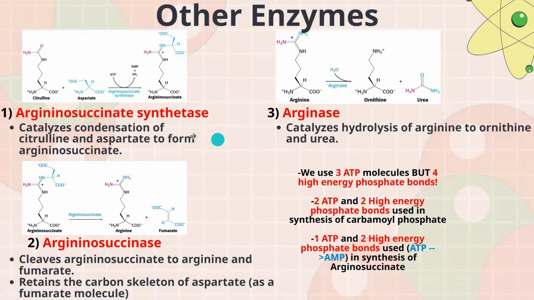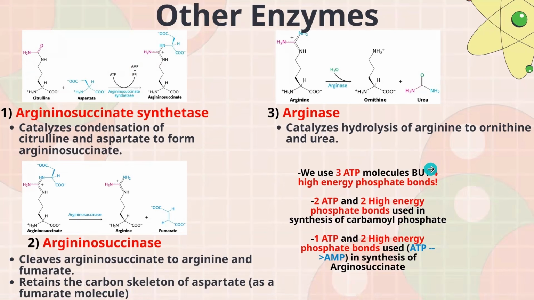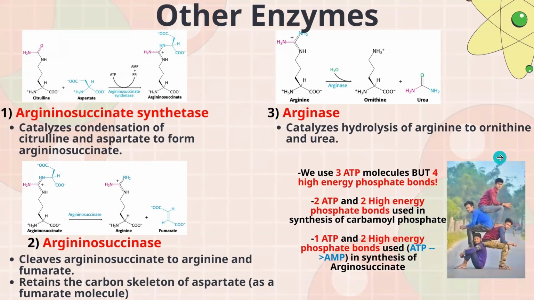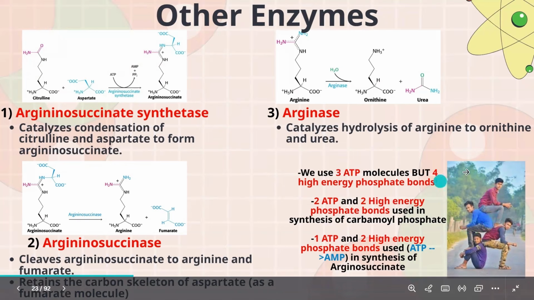Okay, so just to emphasize, here it's using one ATP, two high energy bonds. Here it's using two ATP to synthesize carbamoyl phosphate, if you remember, right? And because of this, both of them have two high energy bonds, and the one ATP here also has two high energy bonds. So we have three ATP and four high energy bonds. This is how I would remember it. You have four high energy phosphate bonds, but in fact, you have three ATP being used.